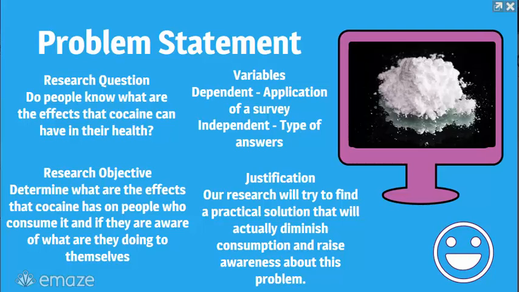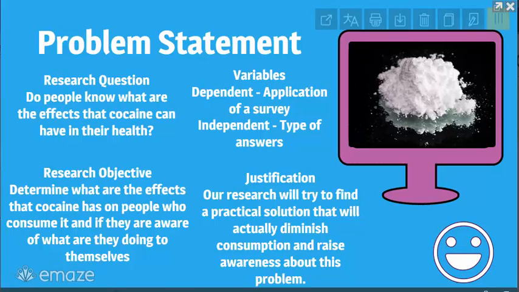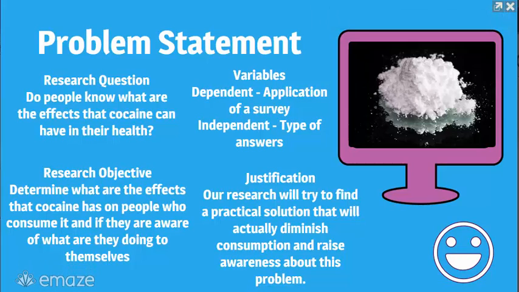The variables that are going to be analyzed during this experiment are the application of a survey, which is the dependent variable, and the independent variable is the type of answers that we get from every survey. Our justification is that our research will try to find a practical solution that will actually diminish consumption and raise awareness about this problem.